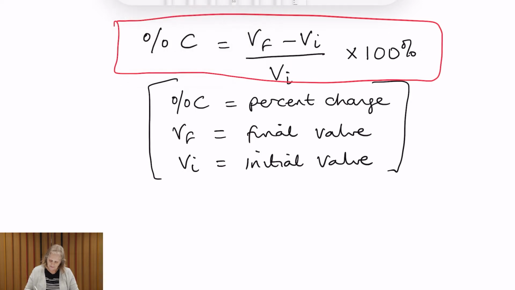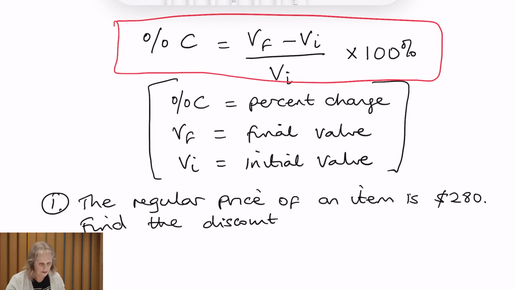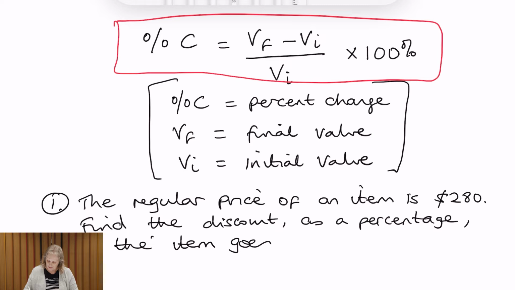Okay, so we're going to look at the first question. So there's a little bit of writing involved here. The regular price of an item is $280. Find the discount as a percentage if the item goes on sale for $210.